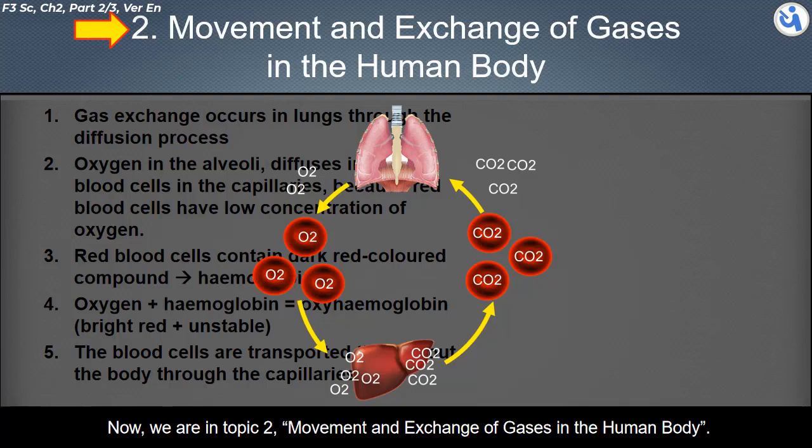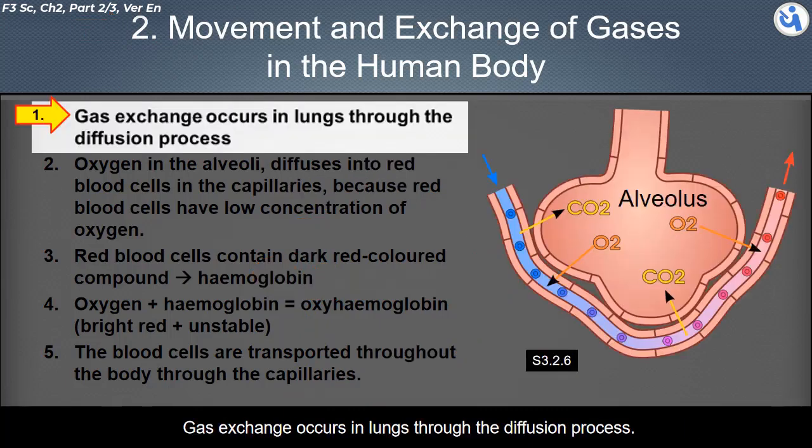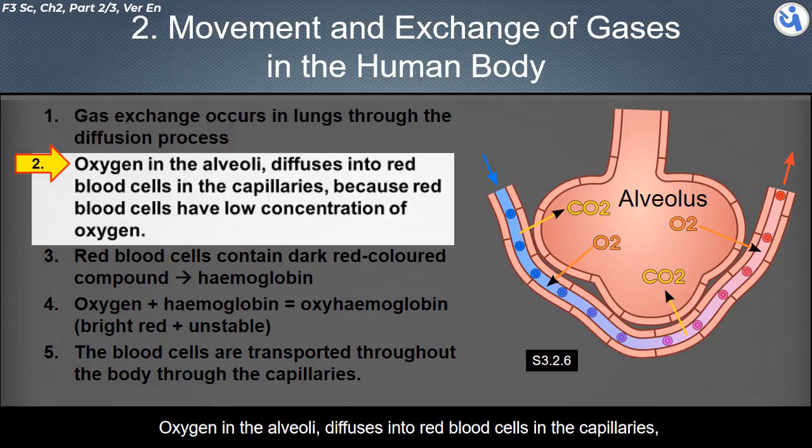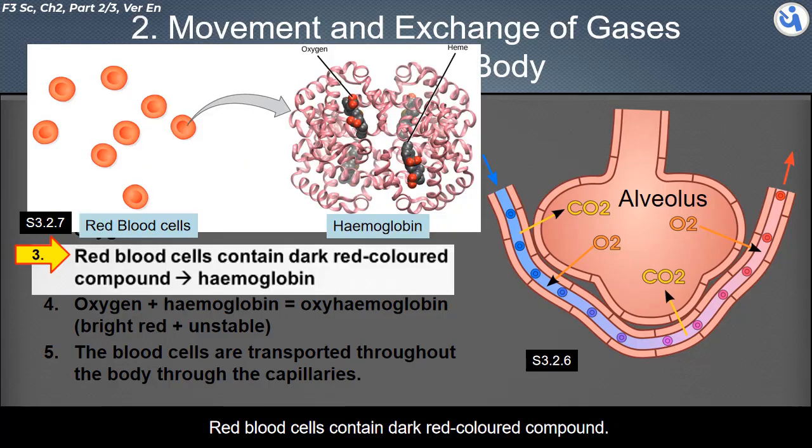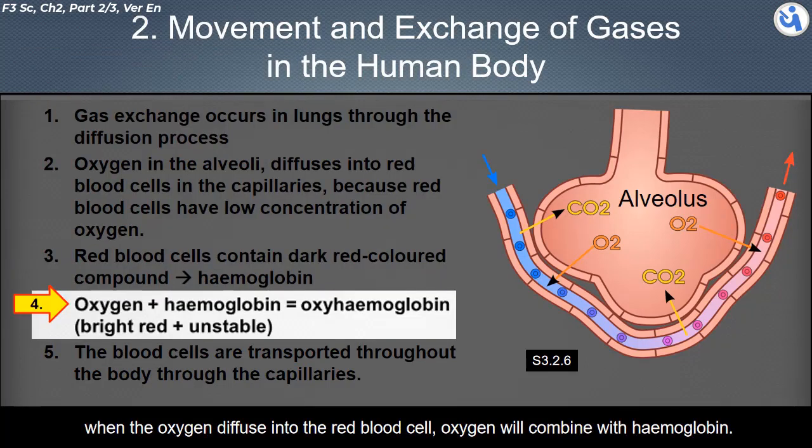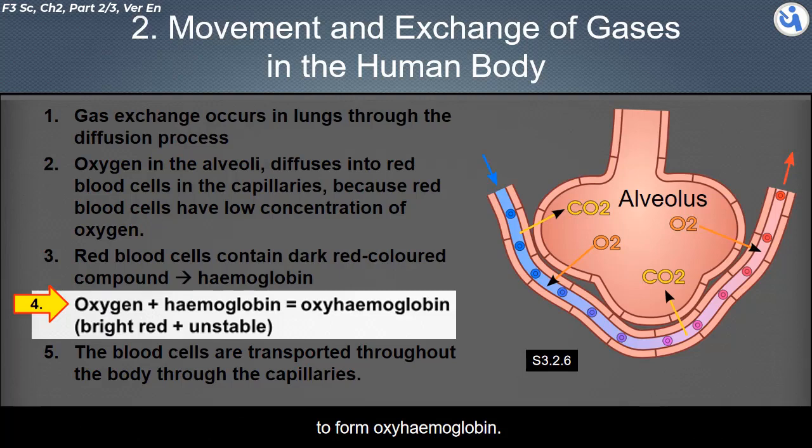Now, we are in topic 2, movement and exchange of gases in the human body. Gas exchange occurs in the lungs through the diffusion process. Oxygen in the alveoli diffuses into red blood cells in the capillaries, because red blood cells have a low concentration of oxygen. Red blood cells contain a dark red-colored compound. This is hemoglobin. When the oxygen diffuses into the red blood cell, oxygen will combine with hemoglobin to form oxyhemoglobin.